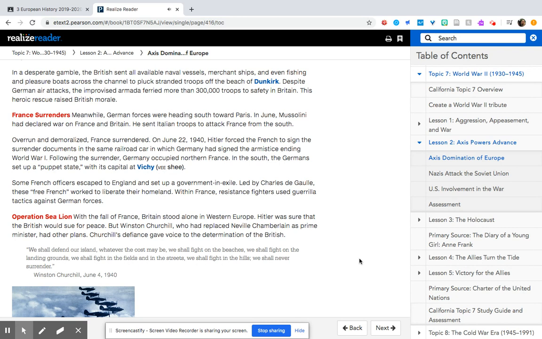Following the surrender, Germany occupied northern France. In the south, the Germans set up a puppet state with its capital at Vichy. Some French officers escaped to England and set up a government in exile. Led by Charles de Gaulle, these free French worked to liberate their homeland. Within France, resistance fighters used guerrilla tactics against German forces.